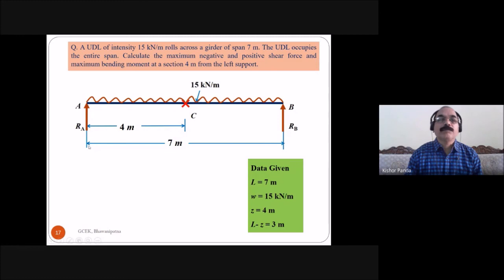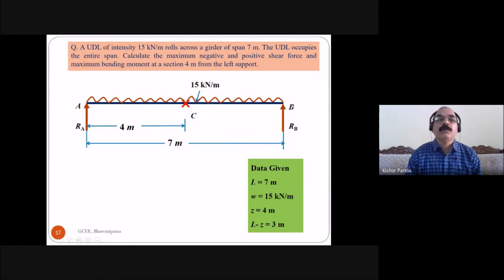So here, given the length of the beam is 7 meter and Z is equal to 4 meter, and L minus Z is equal to 3 meter. This portion is L minus Z, and the length of the beam L is equal to 7 meter. The UDL intensity is given as 15 kilonewton per meter, and the UDL is moving from the left support to the right support.